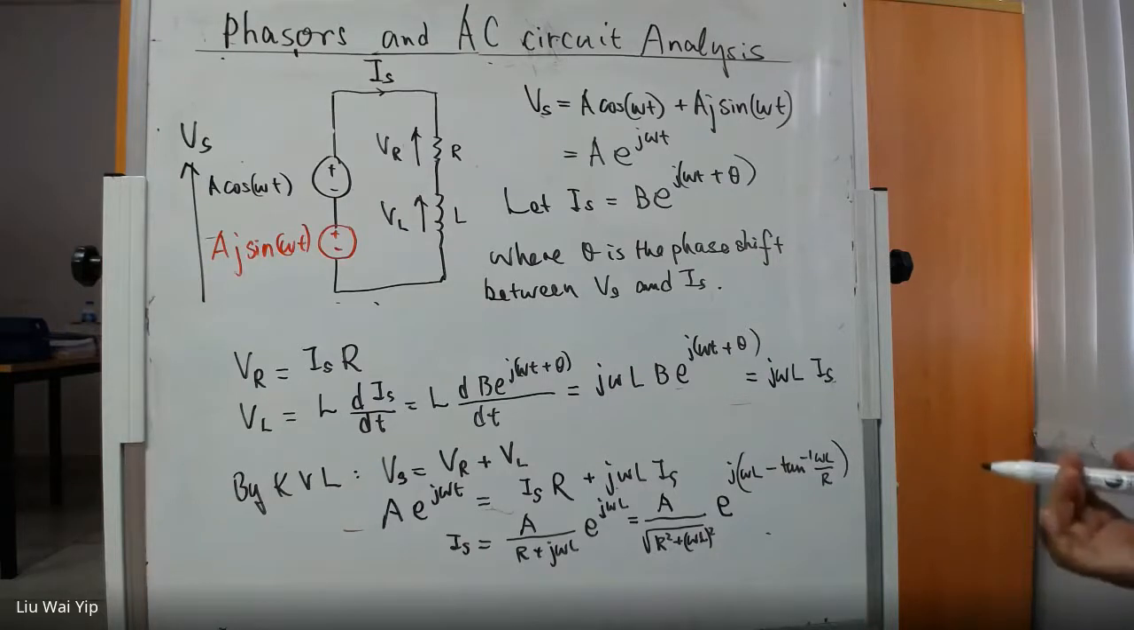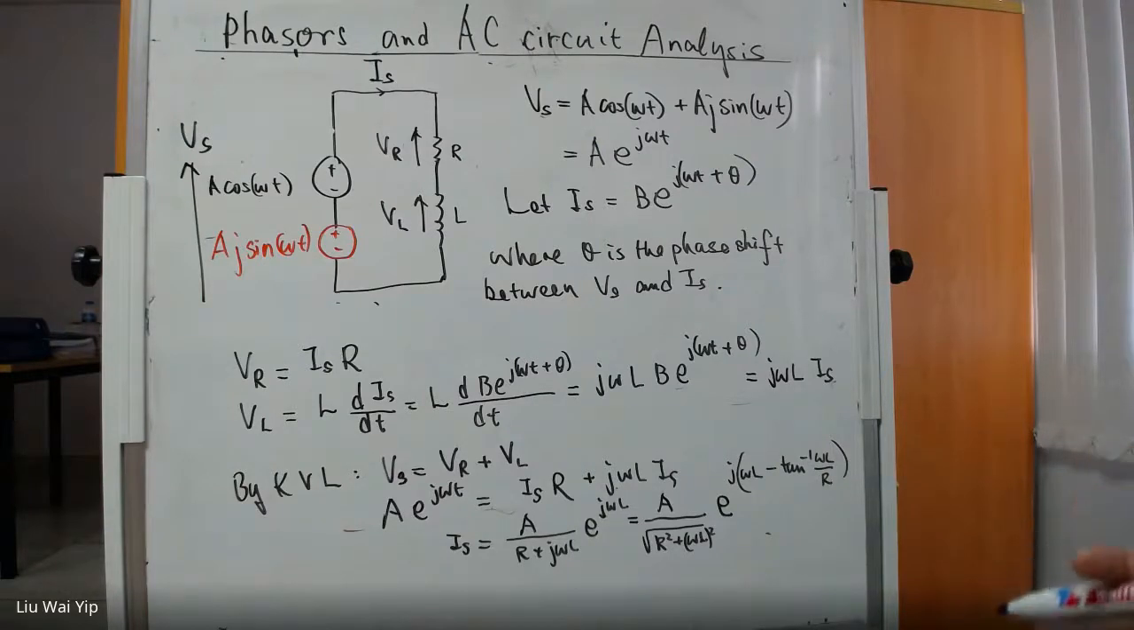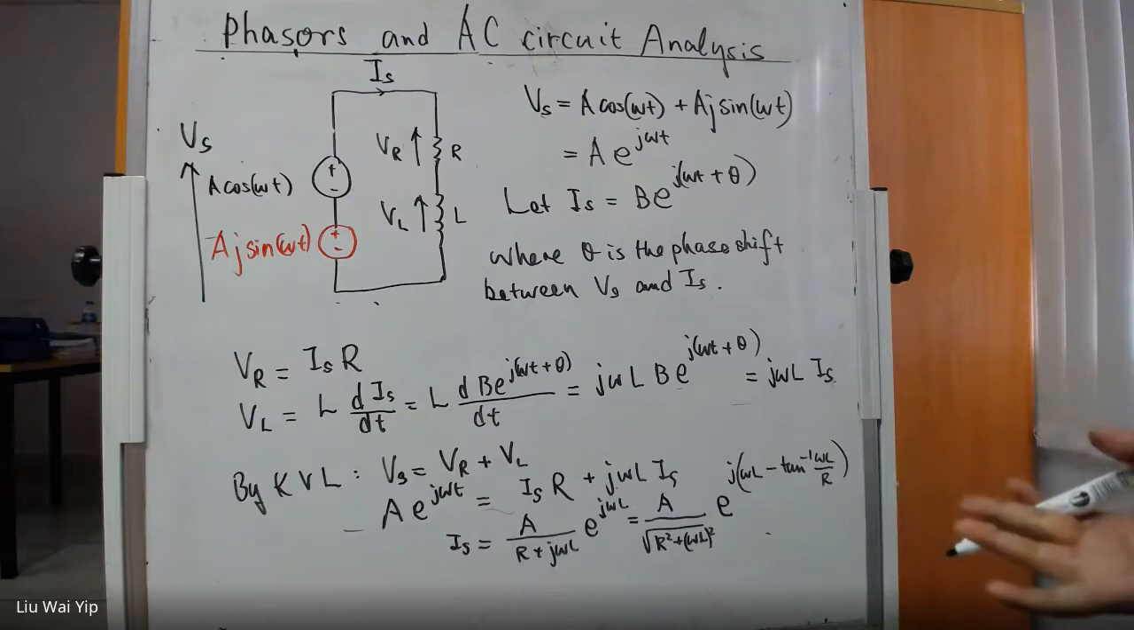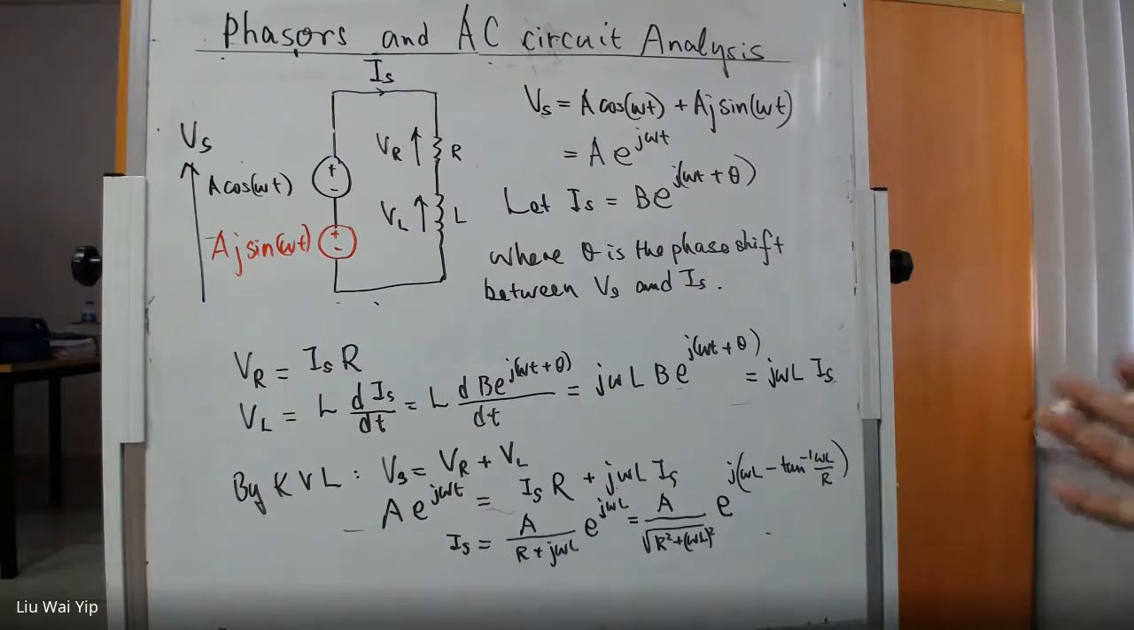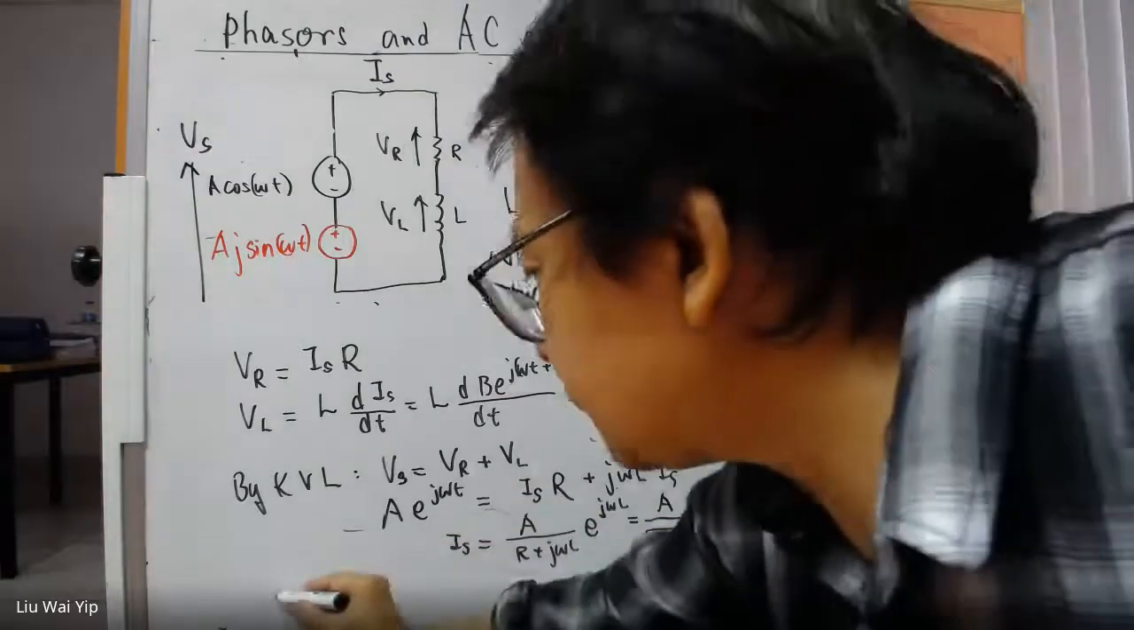The question is, the complex form is not good enough, right? We need to find the final form. The final form is not the complex form. The final form is the time domain expression of the current. So how are we going to find the time domain of Is? Very easy. We just take the real part.